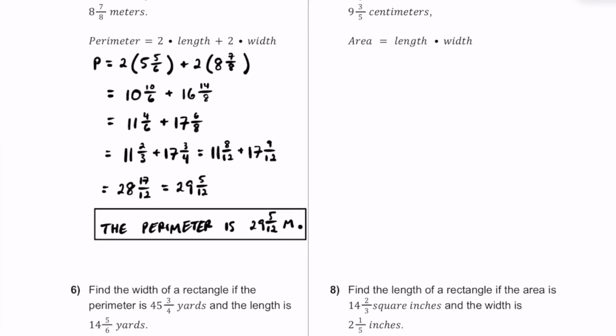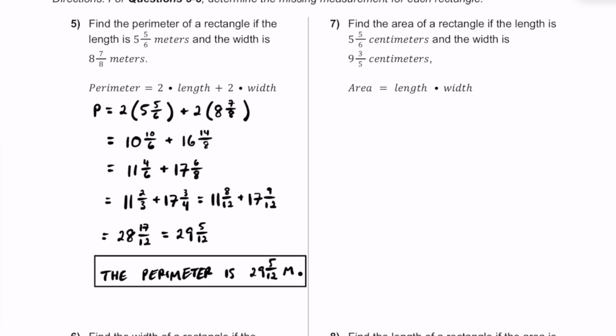All right, let's go ahead and try number 7. In number 7, let's find the area of a rectangle if we're given the length and the width. So the formula is area is equal to length times width for a rectangle. So we can say here that the A, or capital A, area is going to be equal to the length, which we know is going to be 5 and 5/6. Let's multiply that by this 9 3/5.